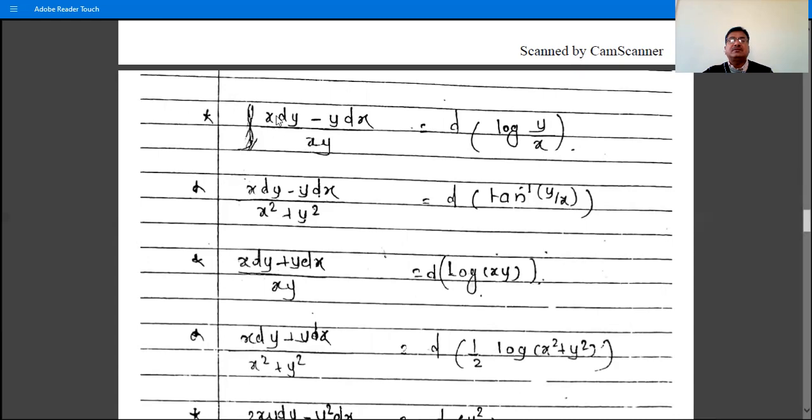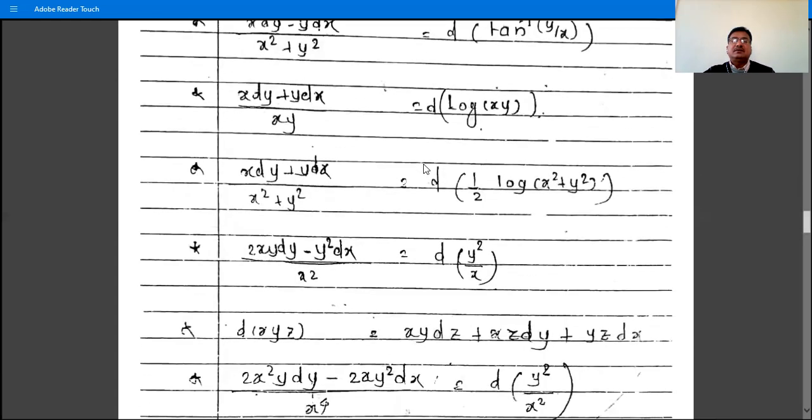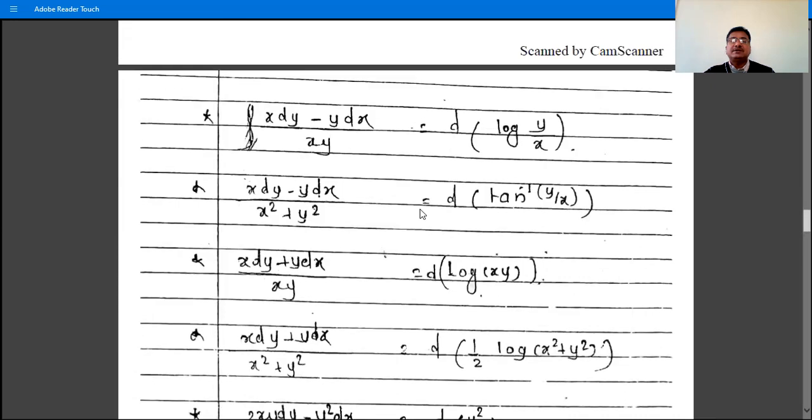If you replace y by z, then what is the formula? (x dz minus z dx) divided by x into z is the derivative of log z by x. So if the differential equation is one variable separable, then use this trick. We will see examples of this type, one variable separable, in the next lecture.